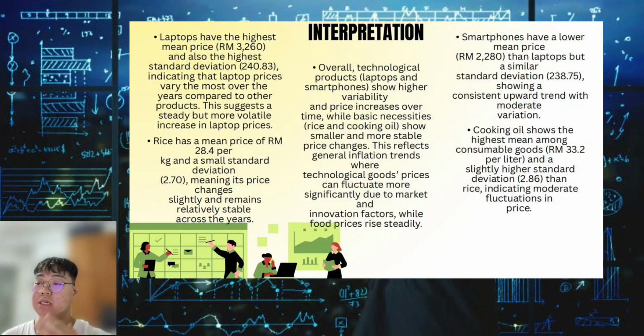So it states here that laptops have the highest mean price and also the highest standard deviation. So it's showing that the laptop price is getting higher and higher year by year. All right, and then we're going to move to the smartphone, which is the right upper side. Smartphones have a lower mean price than laptops, which is 2,280, but a similar standard deviation, 238.75, showing a consistent upward trend with moderate variation.